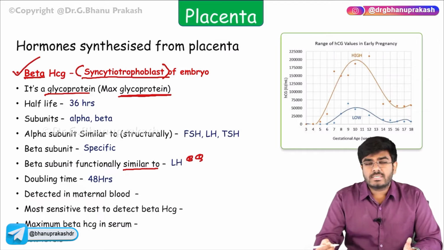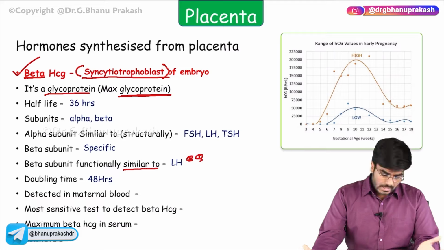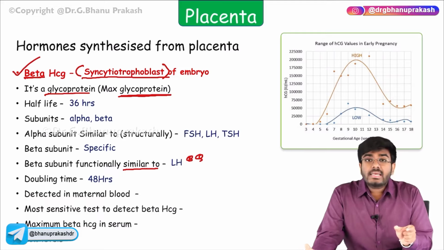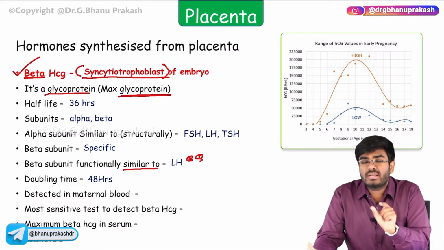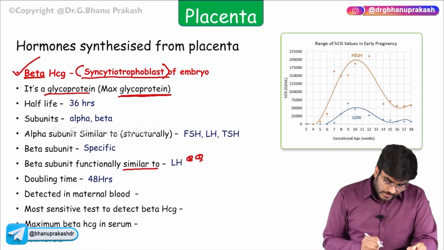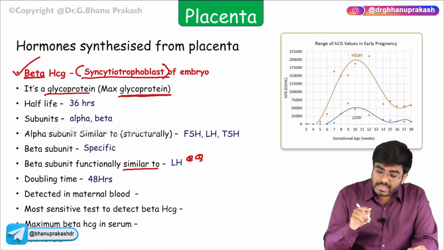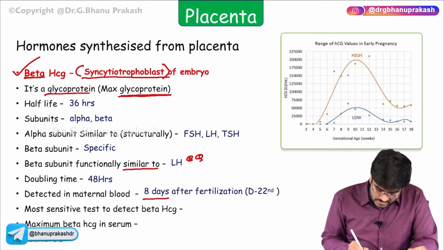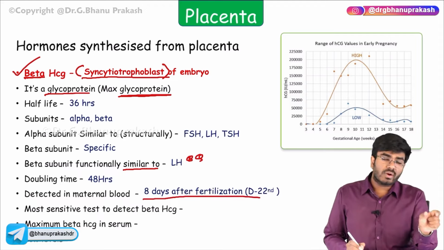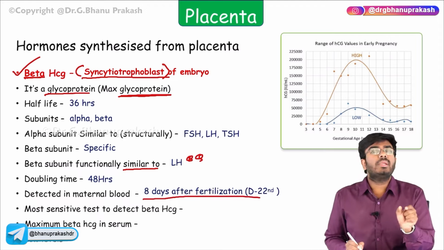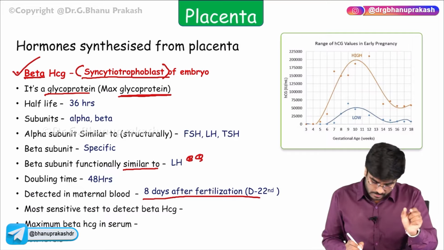Now, this beta HCG is going to be seen during pregnancy definitely. Now, when is it detected in the maternal blood, after how much time after fertilization? See, it is detected in the maternal blood at 8 days, 8 days after fertilization. That is on day 22nd. Okay, as early as 8 days after fertilization, you can see this beta HCG in the maternal blood.